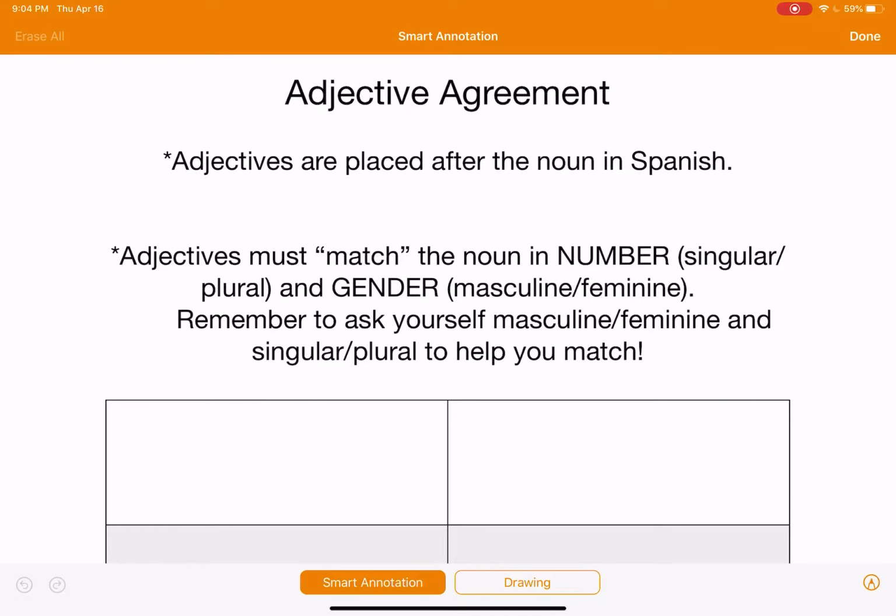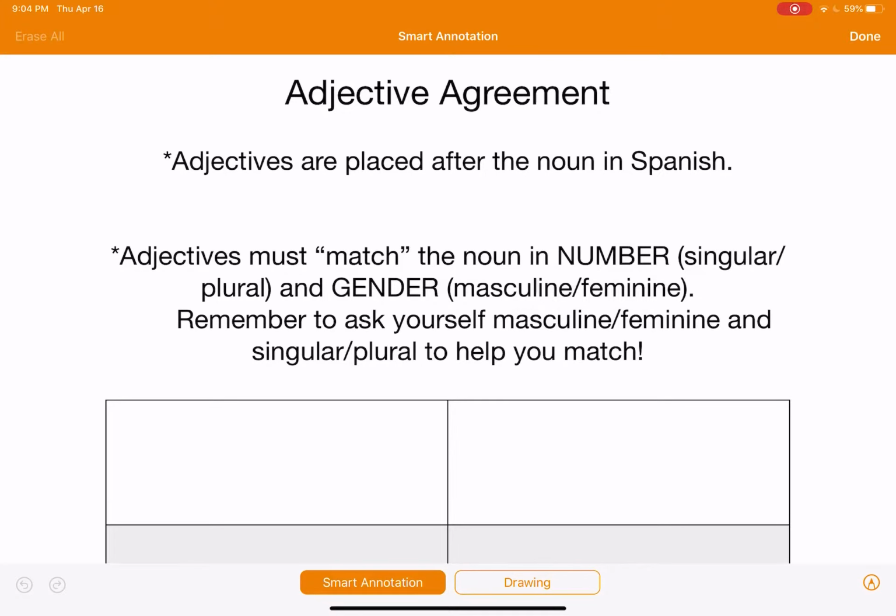All right, so now that we've talked about how to conjugate the verb ser and gone over what our adjectives are, we now need to talk about how to use these two things in a sentence together. Okay, first we're going to start with adjective agreement.